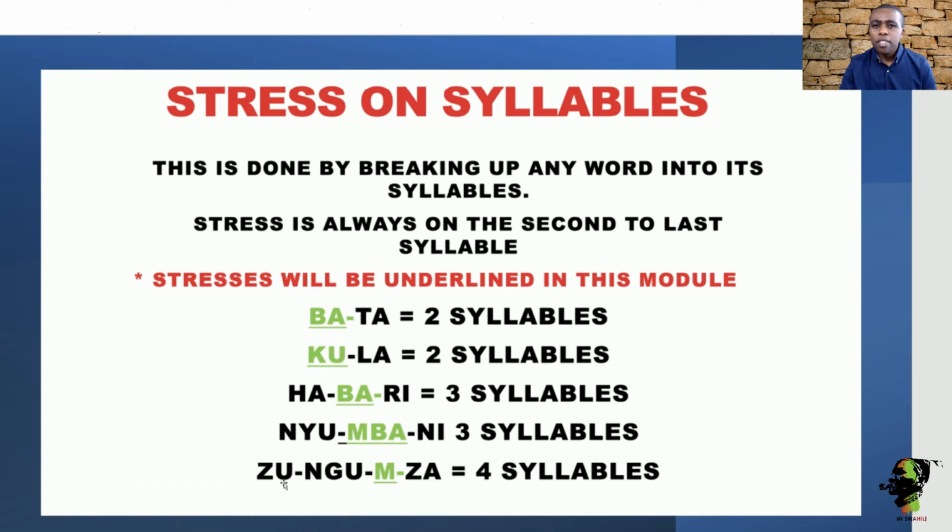Try it again. It's zungumza. Zungumza. That's how you'd pronounce that. So another thing that I would like to mention at this point is that Swahili sounds are always falling. What do I mean by that? It's not bata, it's bata. So they're always going, as if they're falling. Bata, kula, habari, nyumbani, zungumza. So that's very key in terms of pronouncing words properly in Kiswahili.